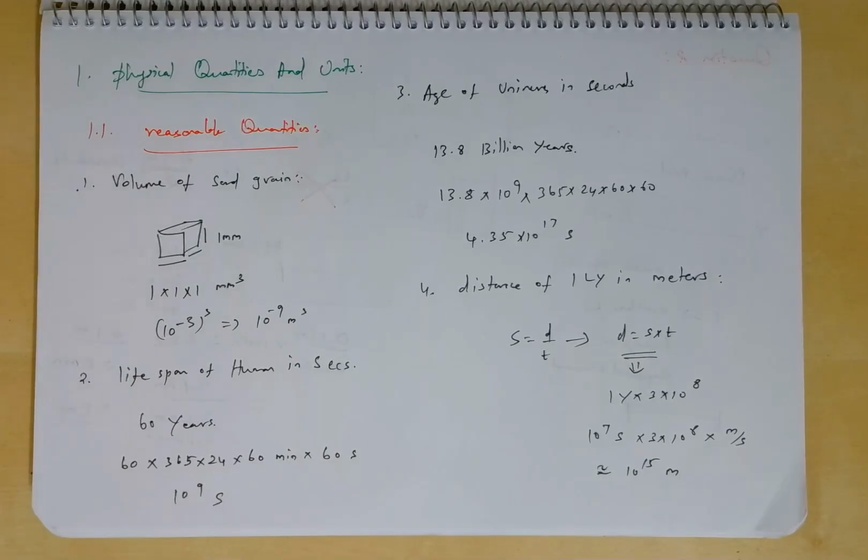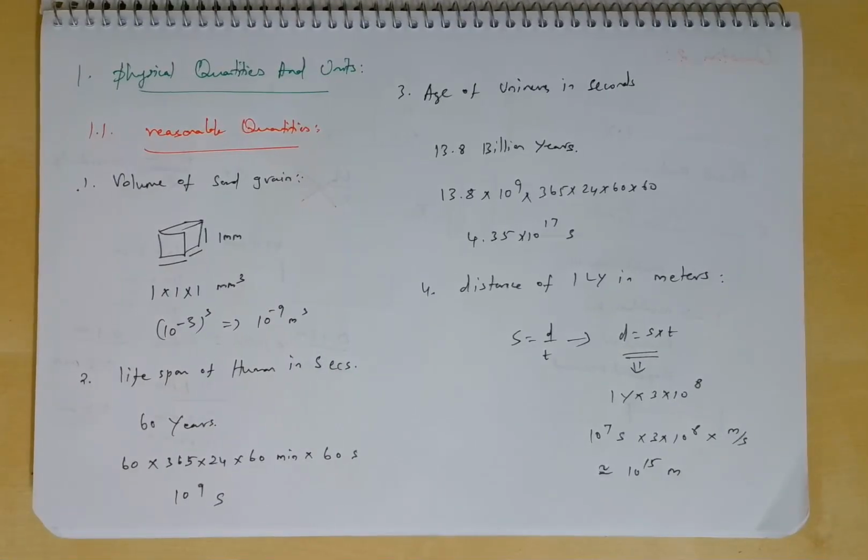So here is another example, a list of examples that you can look for. For example, the diameter of an atom, the wavelength of UV light, the wavelength of light of any color. There will be approximately 10 power minus 8 for UV, 10 power minus 7 for visible light. Something like that.